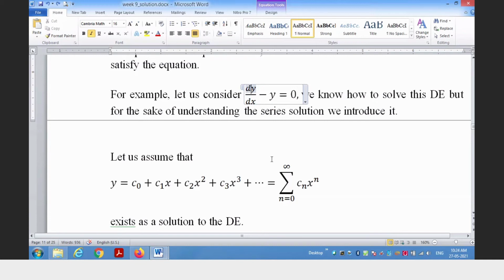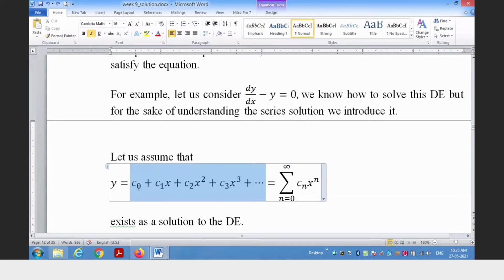Let's assume that the solution for this is in this series form, in power series. y is equal to c naught plus c1 x plus c2 x squared plus c3 x cubed and so on, an infinite series. And you can represent this series as a summation. They are the same. Summation n goes from 0 up to infinity, c_n x to the power of n.